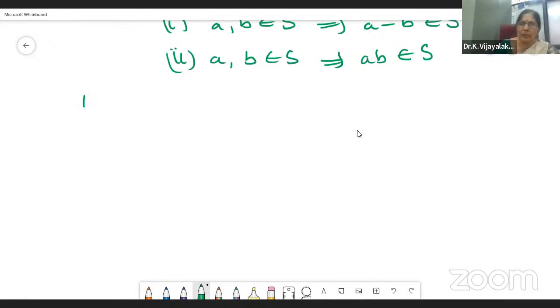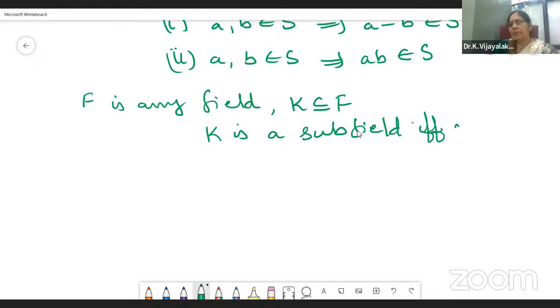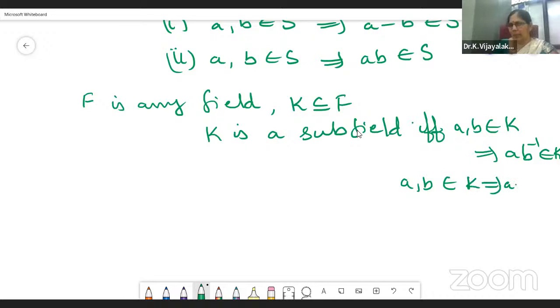Similarly, subfield. Suppose F is any field and K is any non-empty subset of F. Then K is a subfield if and only if a, b belongs to K implies ab inverse belongs to K, and a, b belongs to K implies a minus b belongs to K. So this is about subfields. Students, if you have any notes related to ring theory, kindly go through them so that you can easily understand commutative algebra.